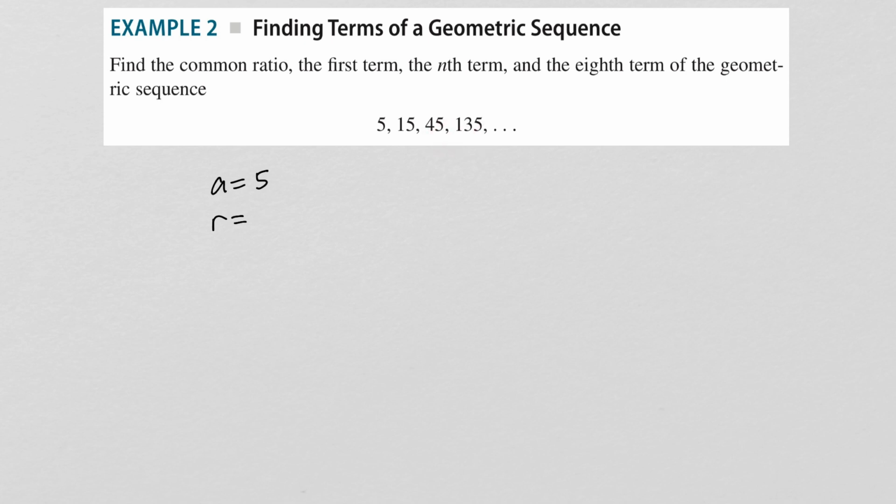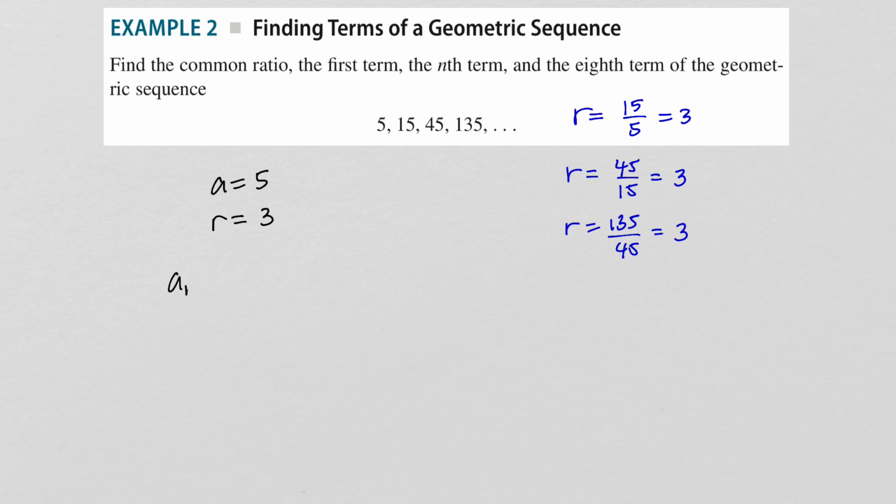But sometimes you may not be able to see it so obviously. So another way to get r is to divide any 2 successive terms, dividing the latter term by the former term. So in other words, I can do 15 divided by 5. That would be equal to 3. I can also find r by dividing 45 by 15. That would also be 3, right? I can do 135 divided by 45, and this would also be 3. So no matter how you find it, r in this case is 3.